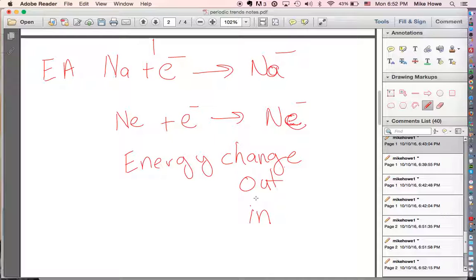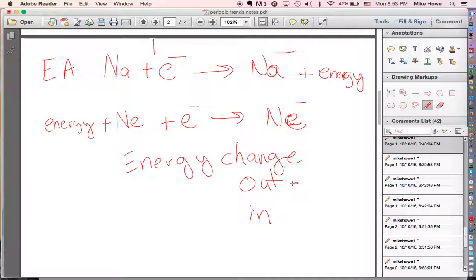Most things release energy. So this would show that energy would be released if I put energy on the right side, because that would be a product of a chemical reaction. That would say that a sodium atom plus an electron makes a negative sodium ion and energy is released. However, down here, energy would go on the other side. You wouldn't know that yet, but you will in just a second. It'll make sense. So here, this would read energy plus neon plus an electron yields a neon negative ion.